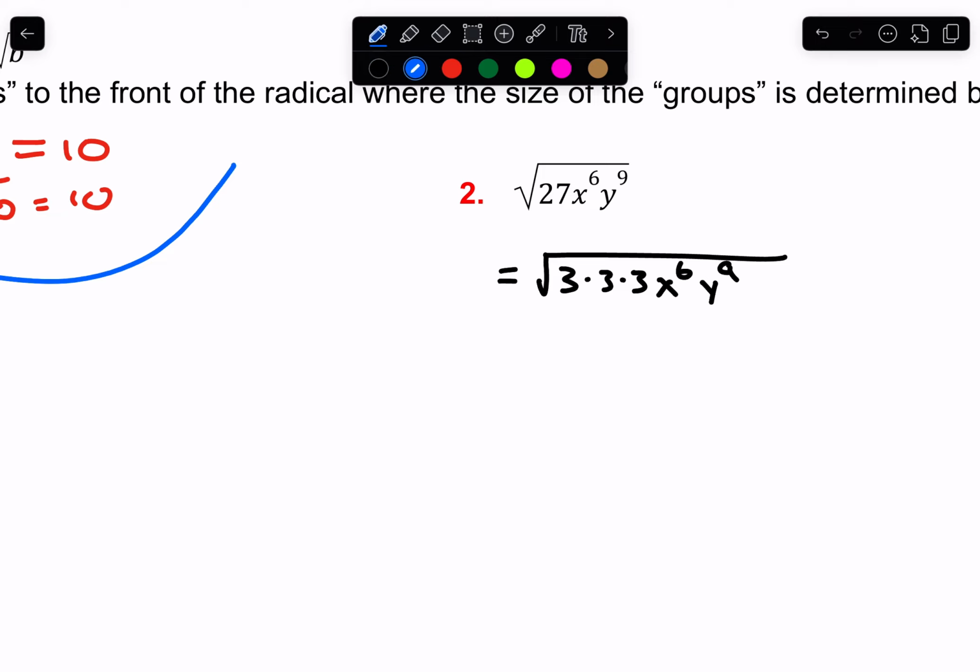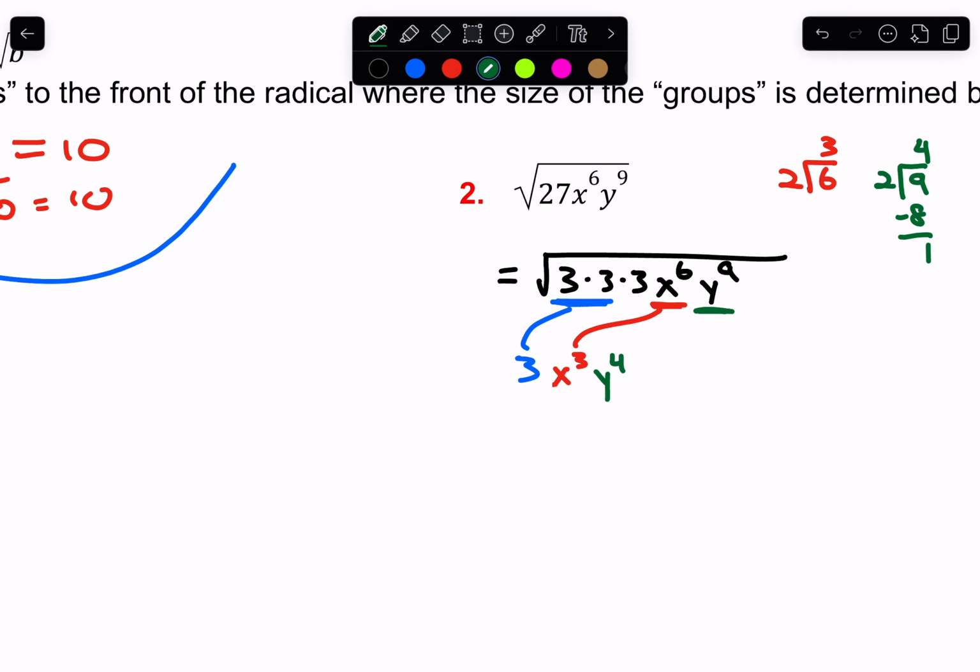So now what I'm going to do is I'm going to look for groups of 2 on the inside. So there's 2 3's here. Those are going to come out and become 1 3 on the outside. From these 6 x's, okay, if I divide 6 by 2, so on the side here, do 6 divided by 2, I get 3. So 6 x's on the inside become x cubed on the outside. And 9 y's on the inside, if I do 9 divided by 2 up here, I get 4 with a remainder of 1. So I take 4 y's, y to the power 4 to the outside, but I'm going to leave 1 y on the inside.